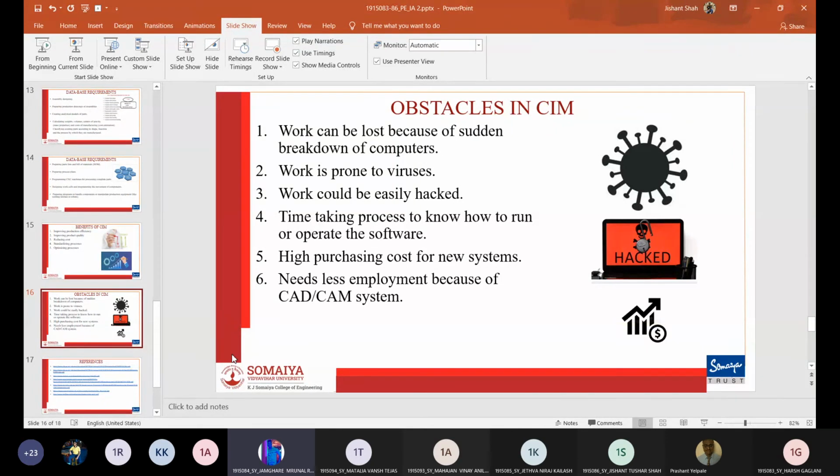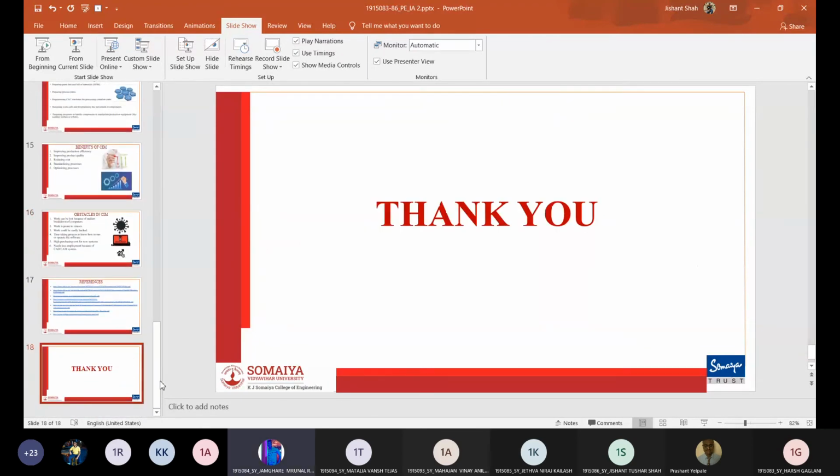The fourth one is it's very time consuming to learn how to run the software. It also has high purchasing cost for the new systems. Not about the software, the software is very cheap. When we consider the manufacturing units, they are costly, and all these things are done on the computer, and therefore it doesn't require employment. Yes, it's done.